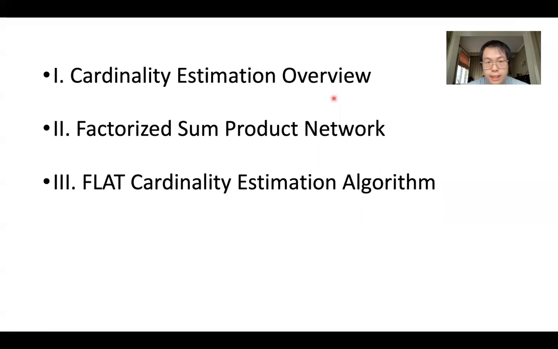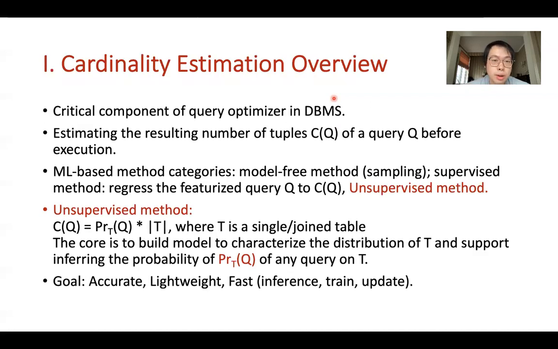So this talk will mainly focus on three parts. First, I will briefly overview the existing cardinality estimation problem, and then I will introduce our newly proposed probabilistic graphical model, factorized sum product network. Later, I will show how to turn this FSPN into a cardinality estimation method for both single table and multi-table join queries. Okay, so cardinality estimation is a critical component of the query optimizer in DBMS.